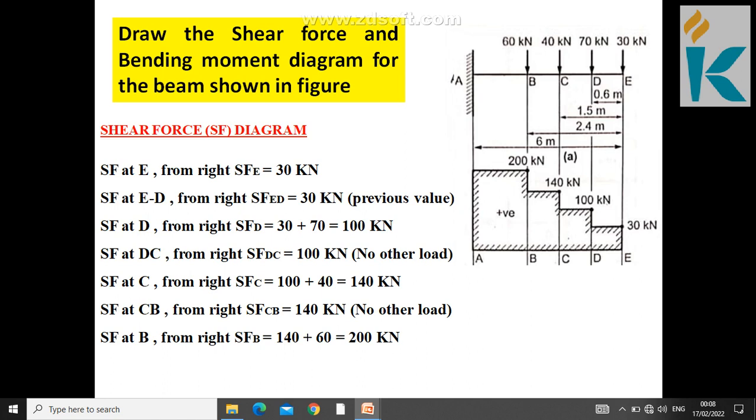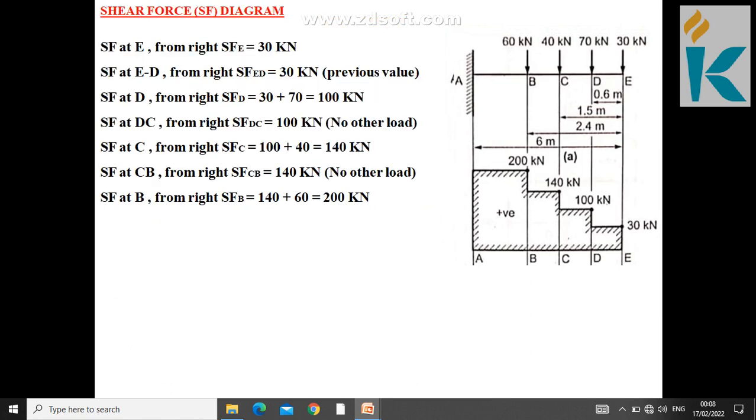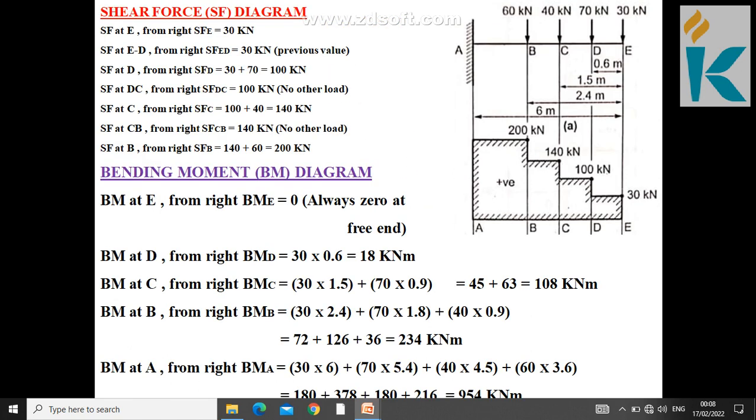So one more diagram we have to draw, that is the bending moment diagram. For that I am going to do the calculation from the free end. As usual you do the calculation from right, that is bending moment at E from right. So BME equals 0, because there is a rule: when you calculate bending moment at the free end, it is always 0. Then the next one is bending moment at D, considering from right. 30 is the free end load, 30 into 0.6, that is force into distance, vertical force into horizontal distance, so it's 18 kilonewton meter.